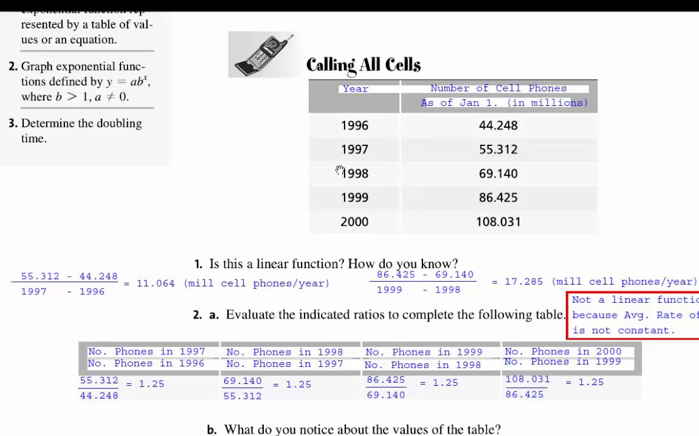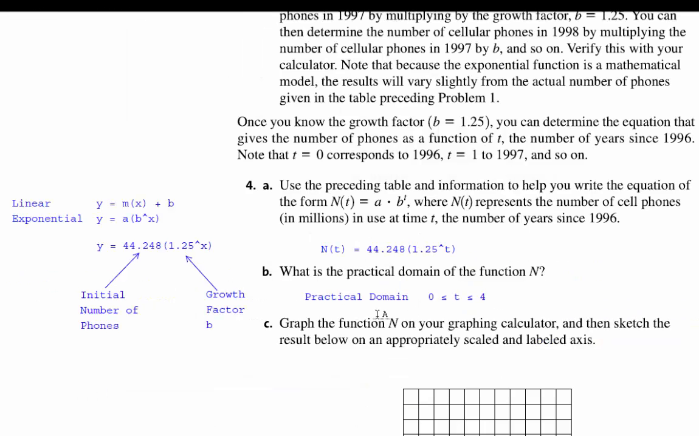But you could also think of this 1996 as your base year, 0, 1, 2, 3, 4, right? We have 4 years worth of data. So I wrote my answer as the practical domain is t somewhere between 0 and 4. Remember, the domain, we're talking about what happens to the input. What are the practical values for the input?